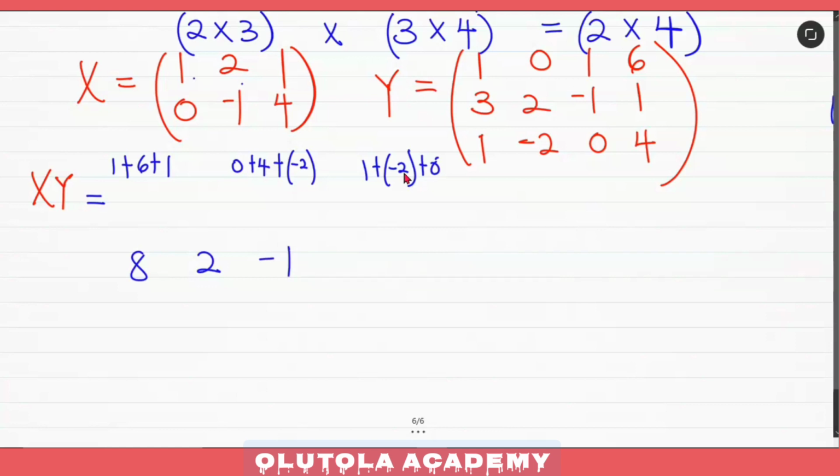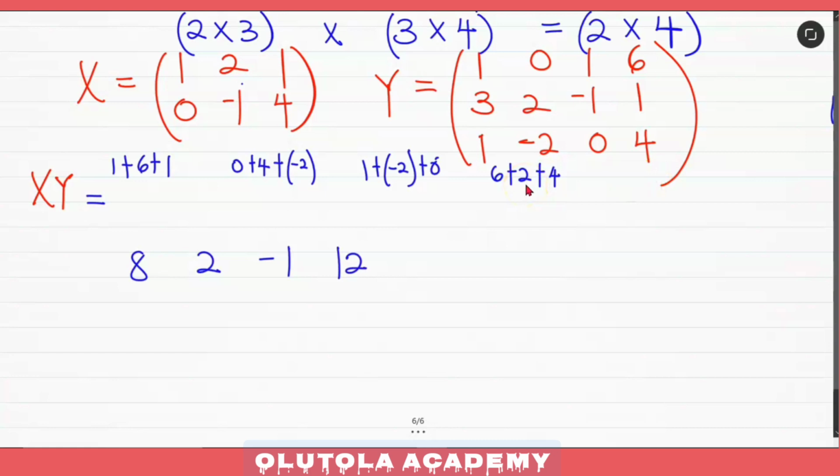Then we go again. This row multiplies this column. So we have 1 times 6. 1 times 6 will give us 6. Then 2 times 1 will give us 2. Then 1 times 4. 1 times 4 will give us 4. So what do we have here? We have 12. This will give us 12.